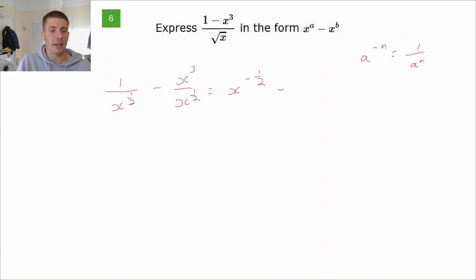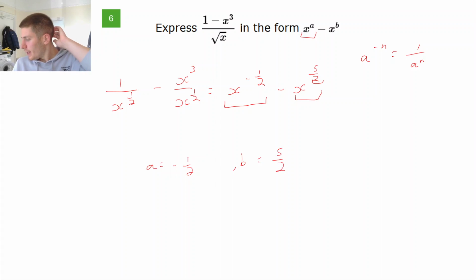And we're just simply taking away, we've got x cubed divided by x to the power of a half. Dividing with the same base, take away the powers, 3 take away a half is 2.5, which is the same thing as 5 over 2. So take away x to the power 5 over 2. So you can see we've written it as x to some power a, where a is equal to minus 1 over 2, taking away this, where b is equal to 5 over 2. Good. Okay, hopefully that's all good. So this is my answer. Okay, hopefully that made sense.